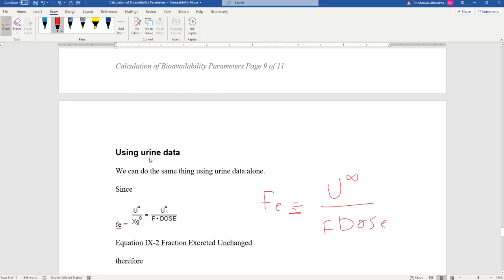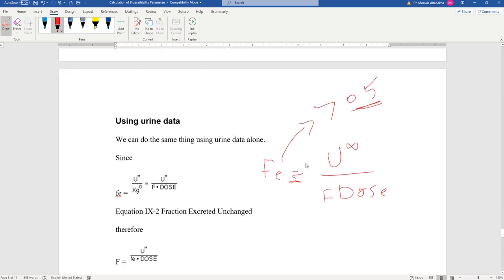It's very important that when we talk about using urine data, this fraction excreted should be more than 0.5. That means there is a significant amount of the drug excreted in order to get accurate results. So it means 50% of whatever reaches the systemic circulation will be removed by excretion, at least 50%.